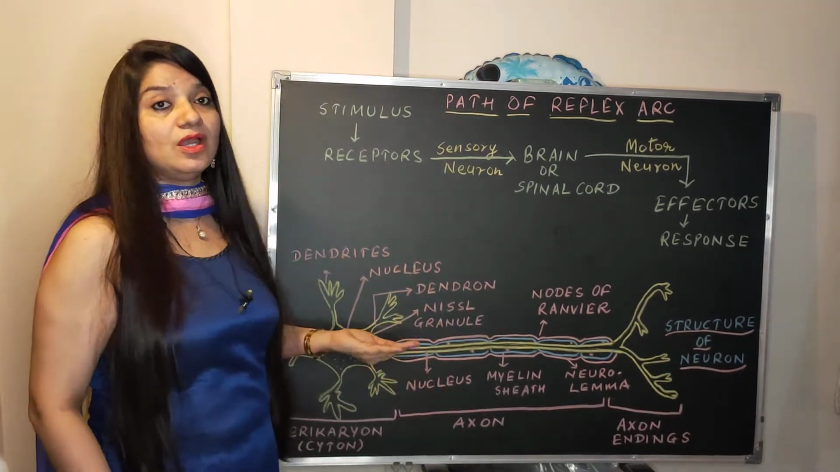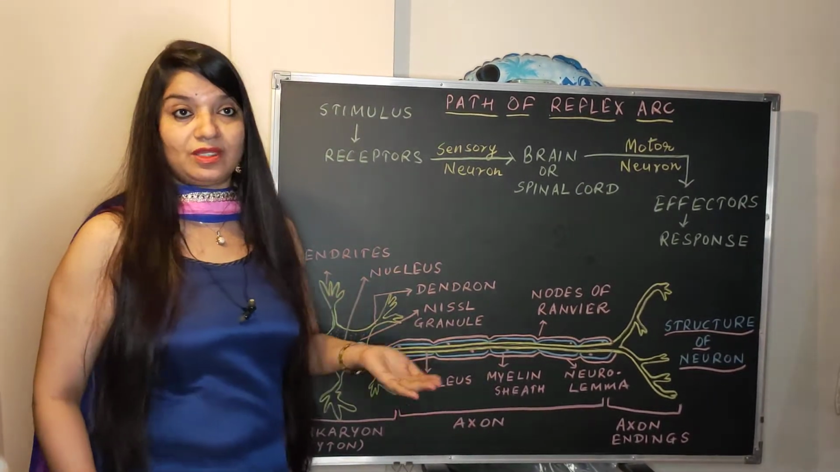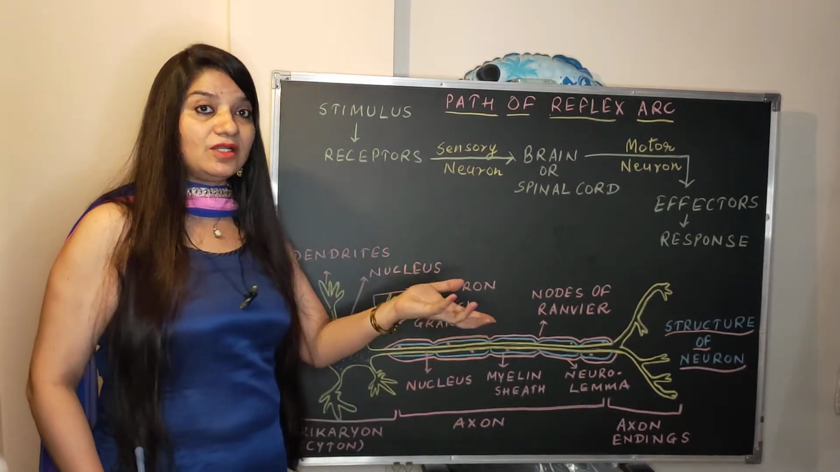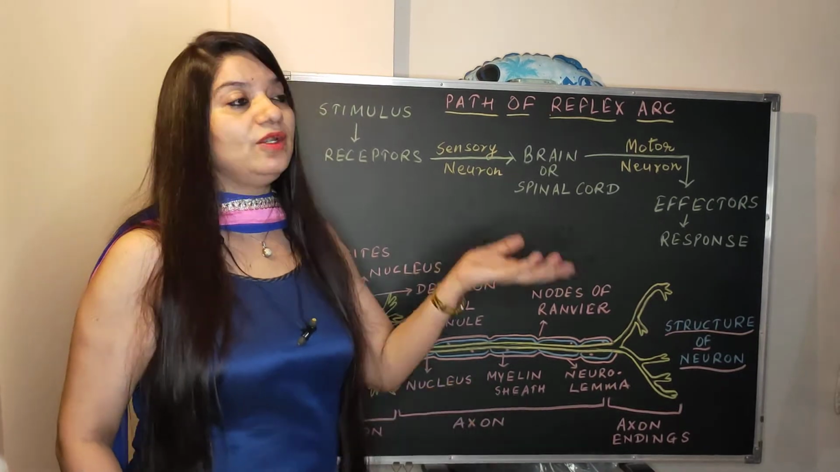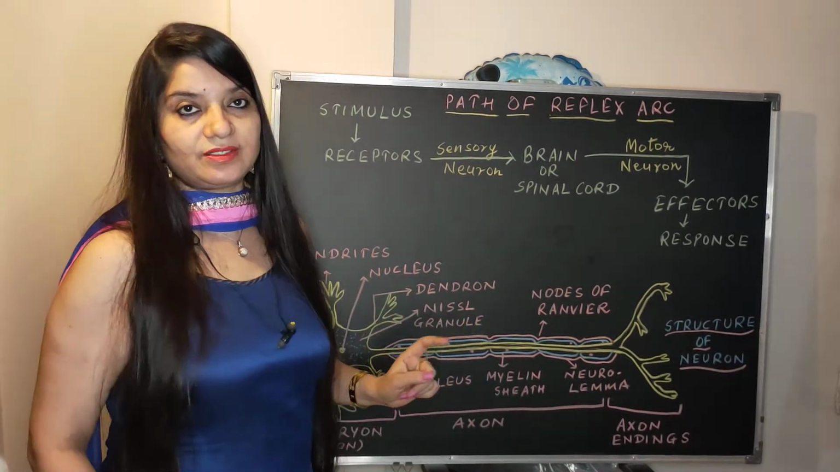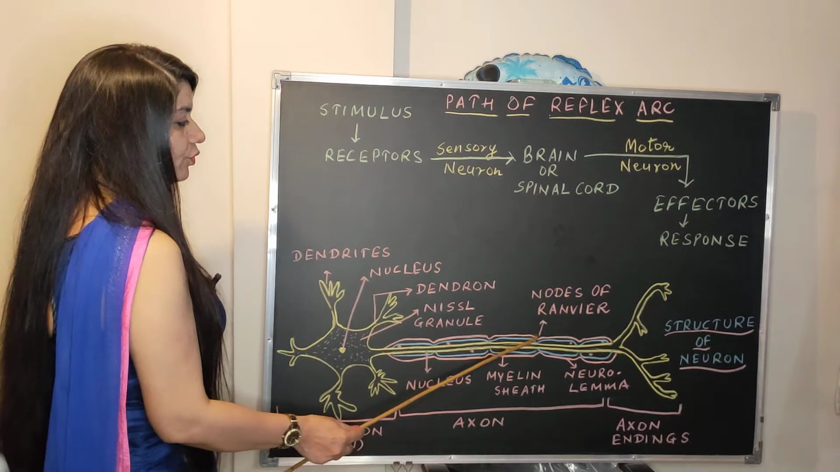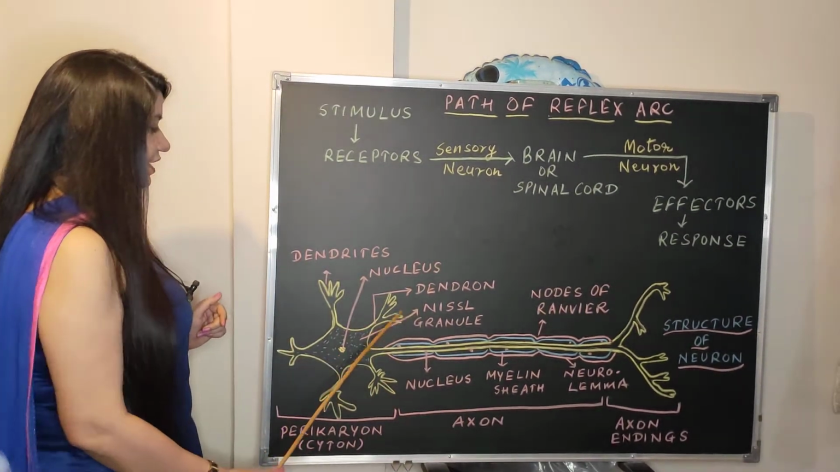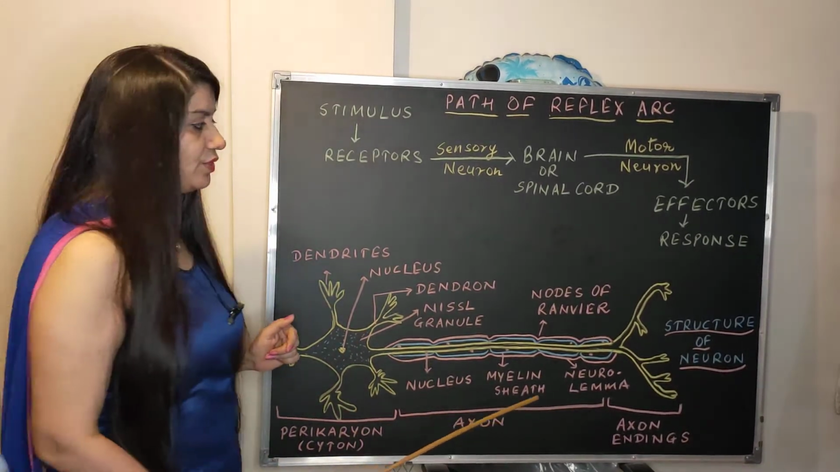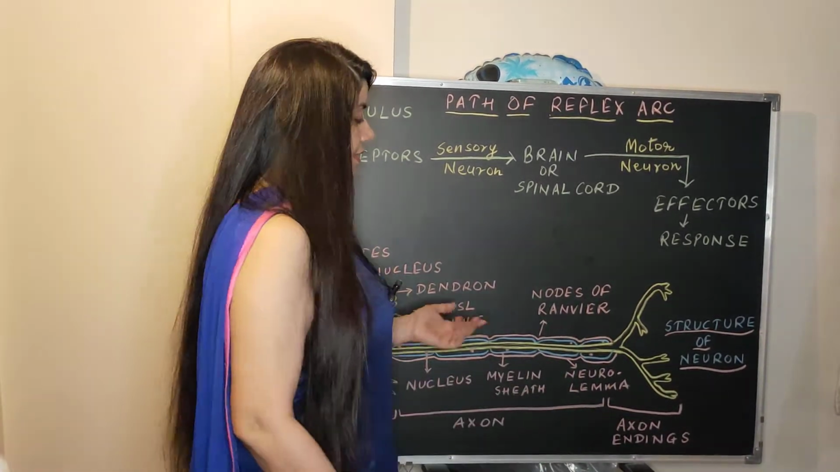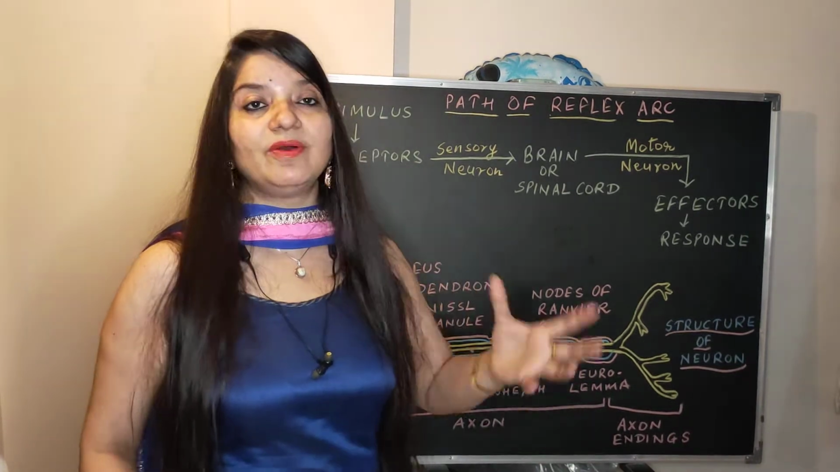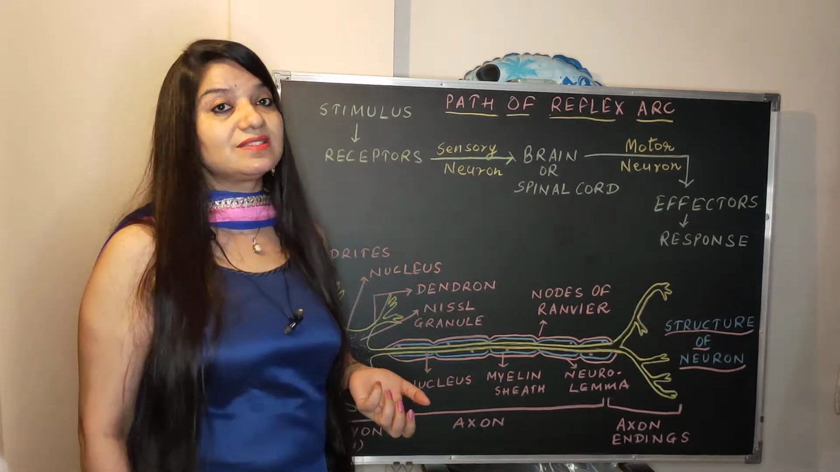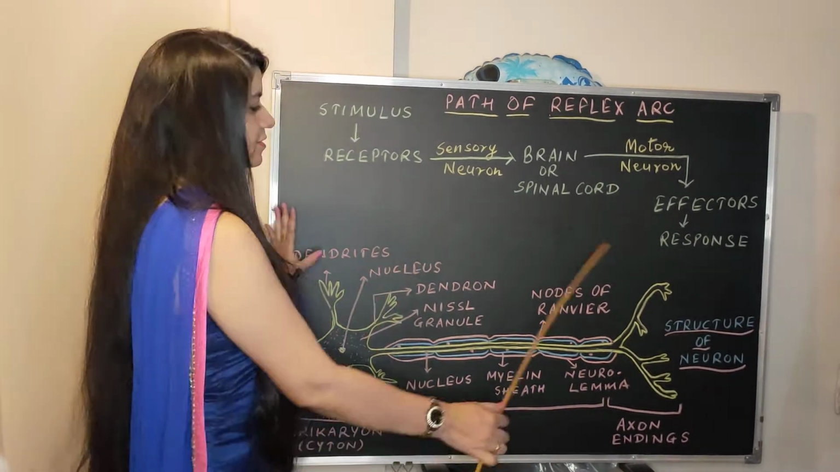There are a few neurons in which the myelin sheath is absent, so they are known as non-myelinated nerve fibers. You can say myelinated or medullated nerve fiber, and non-myelinated or non-medullated nerve fiber. And then there are a few nodes, known as nodes of Ranvier. There is a special kind of granule here known as Nissl granule, and this is the axon ending. I told you that axon endings form a synaptic cleft and release a neurotransmitter known as acetylcholine. So this is the structure of a neuron.